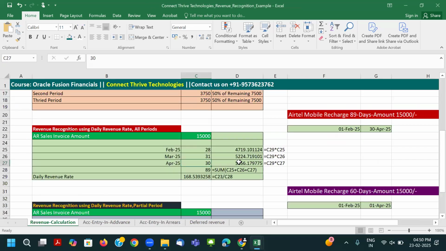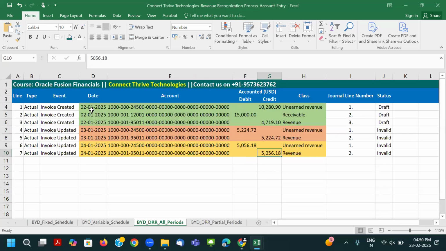So as per the example, the formula which I explained here works in such a way that for the first month, second month, third month, the system will calculate and recognize the revenue based on the invoice amount. Okay. So I hope it's very clear for everyone.